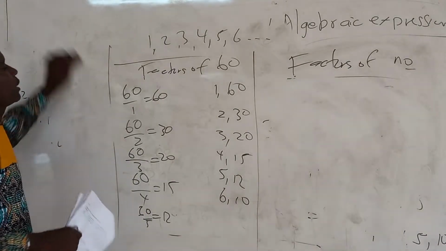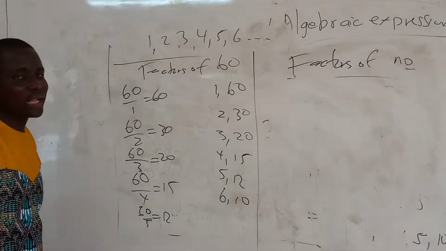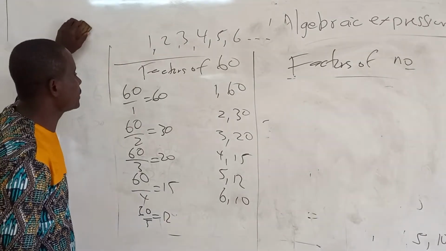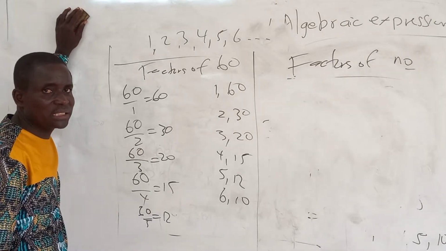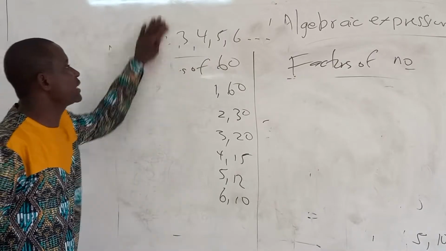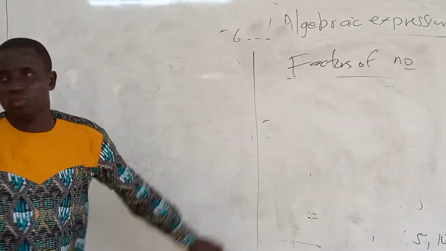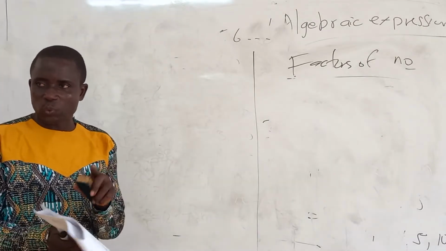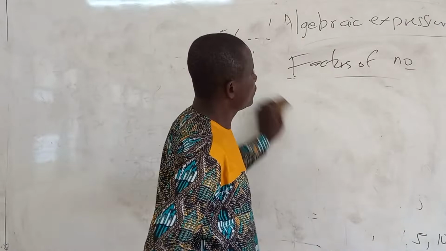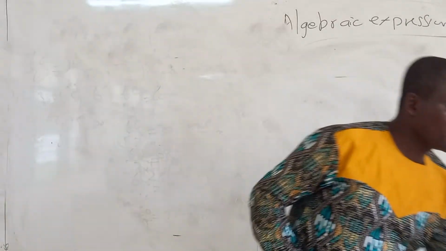Now, having gotten this understanding, we can now start solving factorization of quadratic expressions. Factorization of what? Quadratic expressions. And I think after factorization of quadratic expressions, we can pick it from different lines. So factorization of what? Quadratic expression.